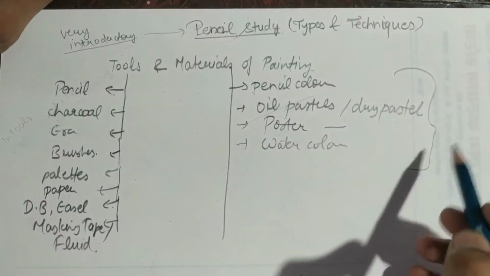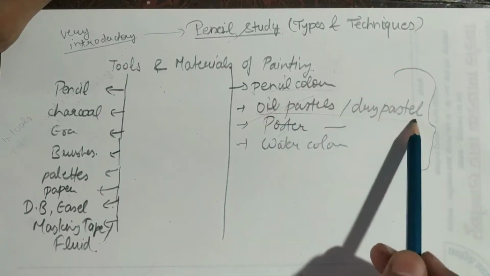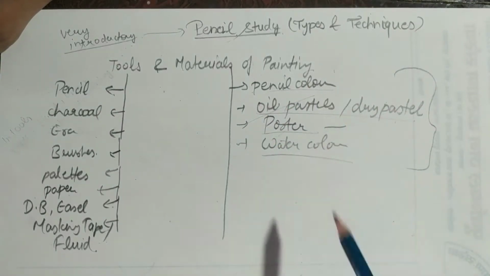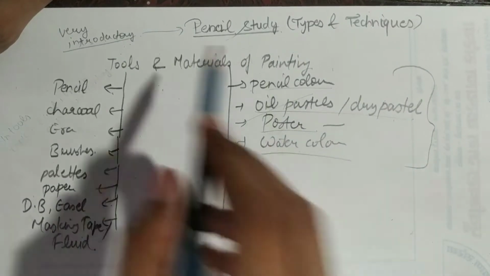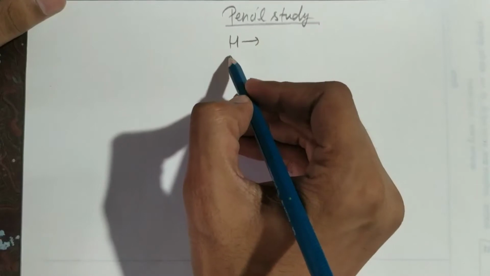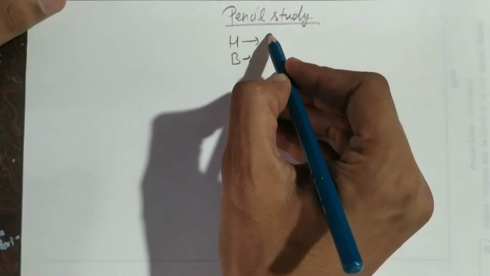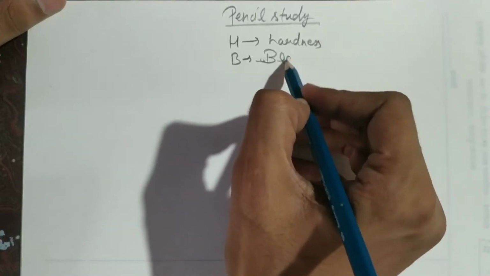In these materials, it consists of different techniques. Okay, each and every thing like pencil colors, oil pastels, dry pastels, poster colors, and watercolors are having different properties as well as different techniques to do. So first we will discuss the pencil technique, pencil shading and pencil study. So in pencil studies, we are having different tone pencils, or we can say shading pencils, like H series pencils and B series pencils. H stands for hardness, as you all know, and B stands for blackness.